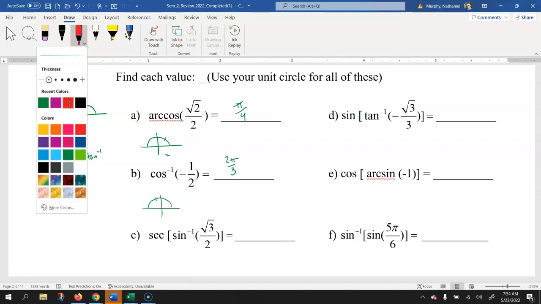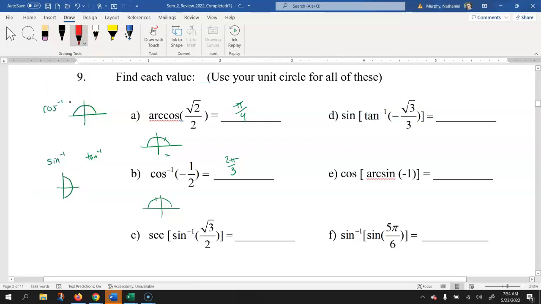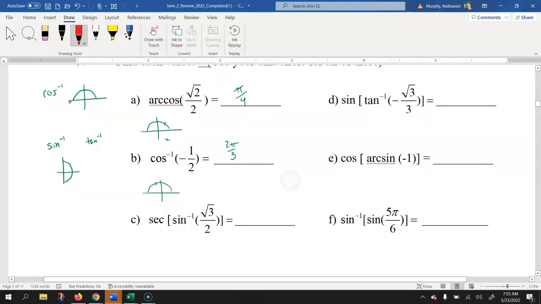Right, now this next one we're going to do in 2 parts. So we're trying to find the secant of the inverse sine of square root of 3 over 2. So remember, for the inverse sine of square root of 3 over 2, since that has to be restricted between quadrants 1 and 4, remember square root of 3 over 2, that happens at the top up there, so that's going to be at pi over 3 radians.